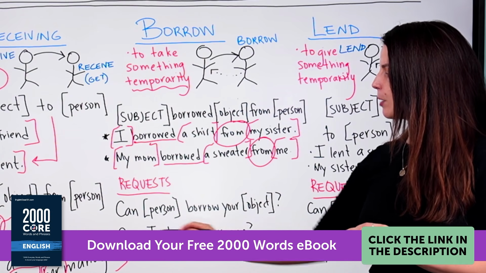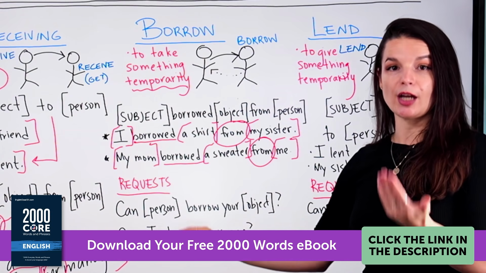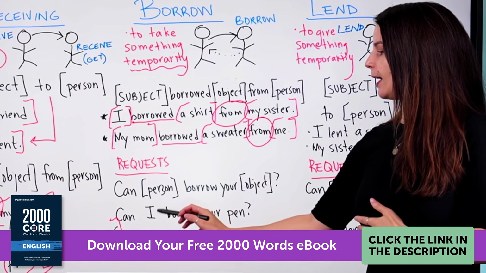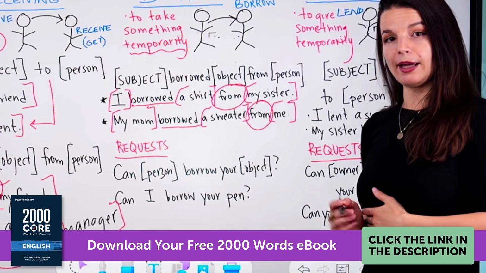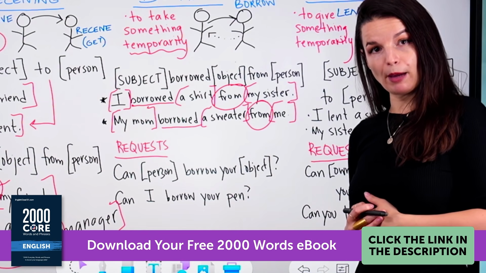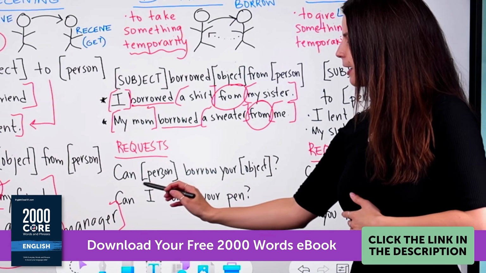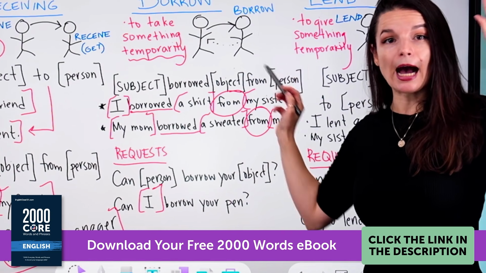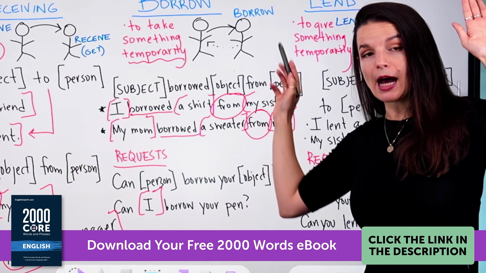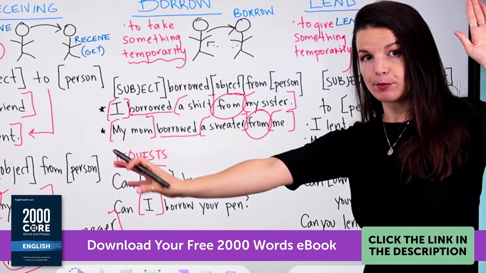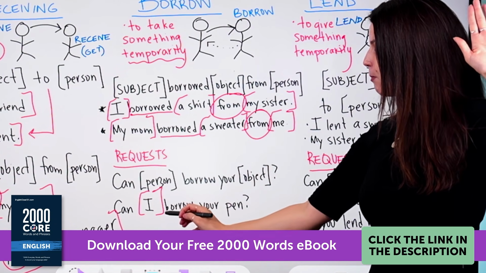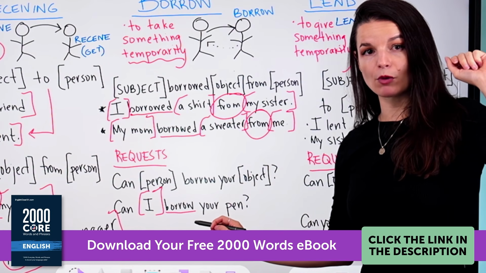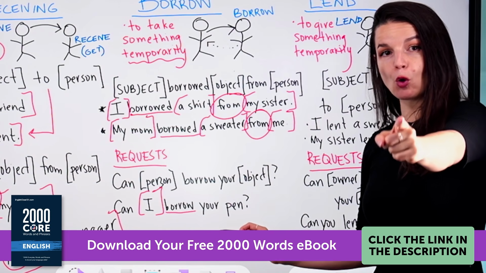When I say person here, use your subject pronoun, okay? So let's look at the first example. Can I borrow your pen? So in this sentence, can I, right? This is me. I'm asking. I want to use it, right? I want to take it and then give it back. Can I borrow? No change to the verb, okay? Dictionary verb form.